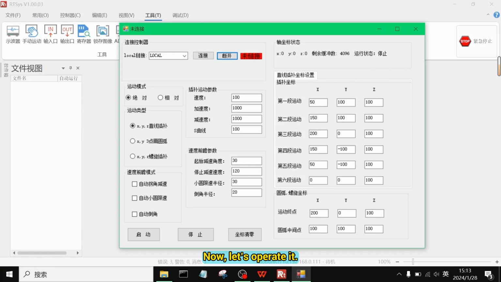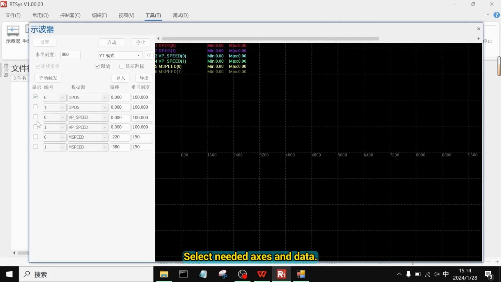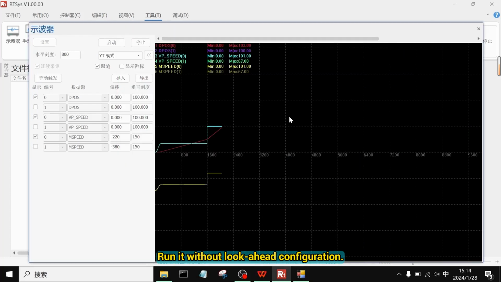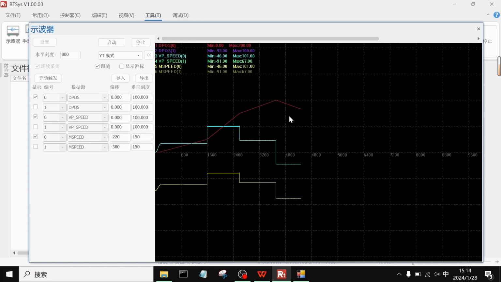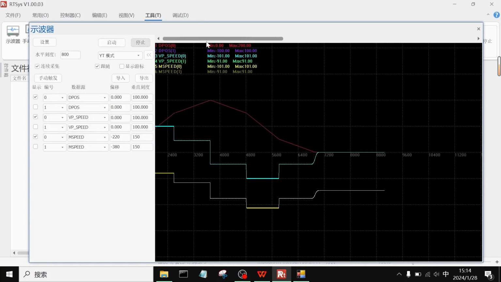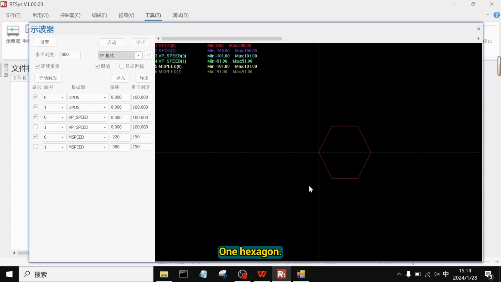Now, let's operate it. Connect by local at first. Also, connect to RTSys at the same time. Open the debugging tool, Oscilloscope. Select needed axes and data. Click Start. After program runs, it will capture data automatically. Run it without look-ahead configuration. It is sampling. Obviously, the trajectory is very rough. See the real trajectory. 1 hexagon.